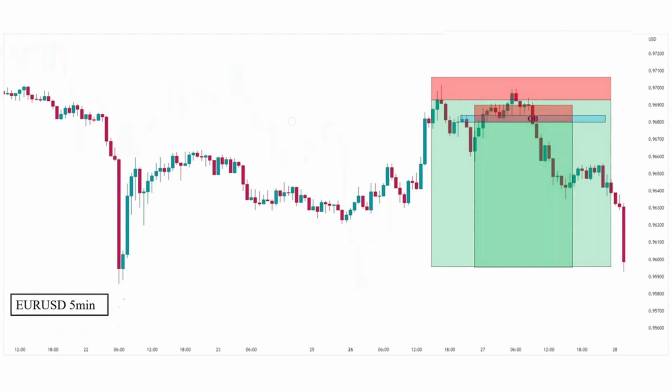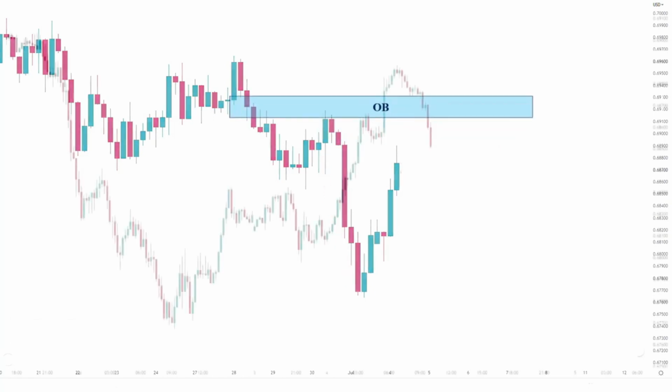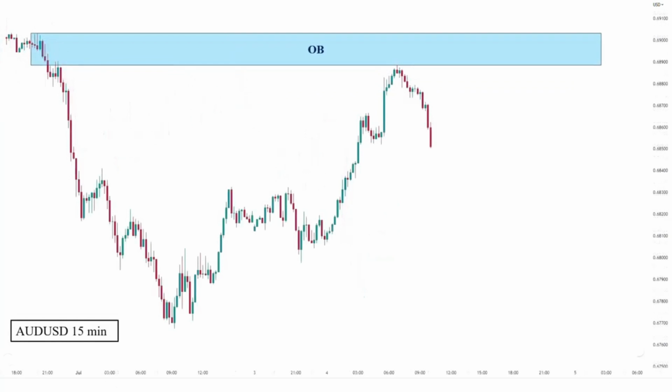Let us see another trade example on the Aussie dollar, which is partly different from what we had earlier. Here we have an impulsive move to the downside, so we draw our order block. Since this is a 4 hour time frame, we zoom in to 15 minutes to find possible short entries. In 15 minutes, we have already made a change of character, so it's time to find a new order block and place short entries. But there is one problem.